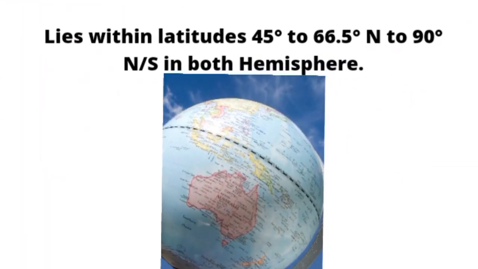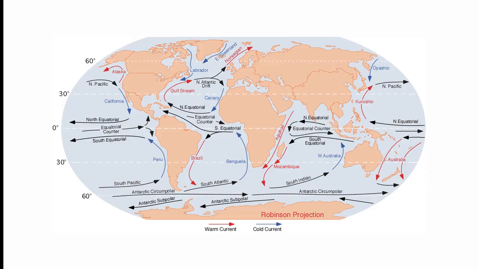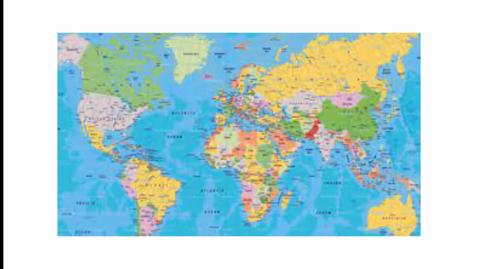These areas lie within 45 degrees to 66.5 degrees north through to 90 degrees north and south. In the Arctic region, the Arctic belt or the ring before the Arctic belt marks the limit of human existence, while in the southern hemisphere, human existence is far from the Antarctic region due to the coldness.